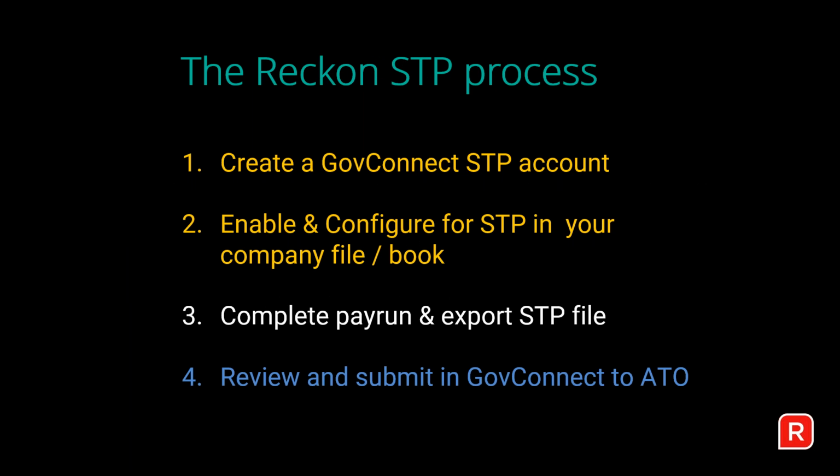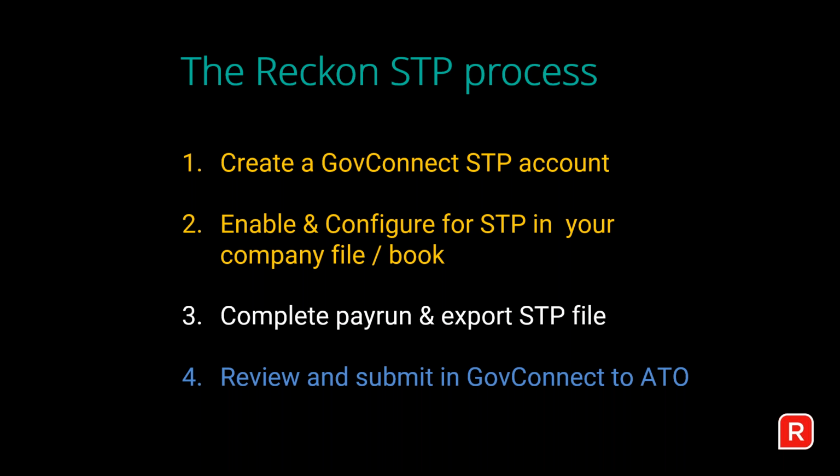Just to give an overall picture, this is basically what the Reckon STP process looks like. The first step is creating the GovConnect STP account. Then it's enabling and configuring for STP in your company file or Reckon One book. It's also completing the pay run and exporting the STP file, and then reviewing and submitting in GovConnect to the ATO.